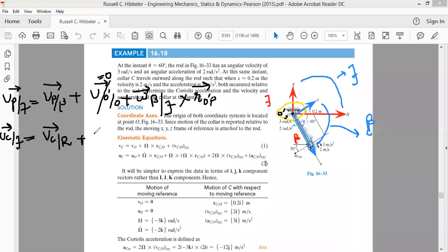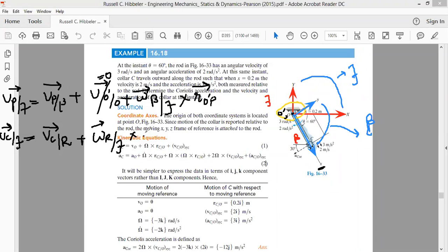So we have omega beta, the angular velocity of beta. Beta is the rod, so this is the angular velocity of the rod with respect to the ground frame of reference, and its cross product with R O dash P. O dash P is the vector drawn from our beta frame of reference to point P. Point P is our collar, so the vector from O dash to the collar will be along the x-axis, and its magnitude will be 0.2.